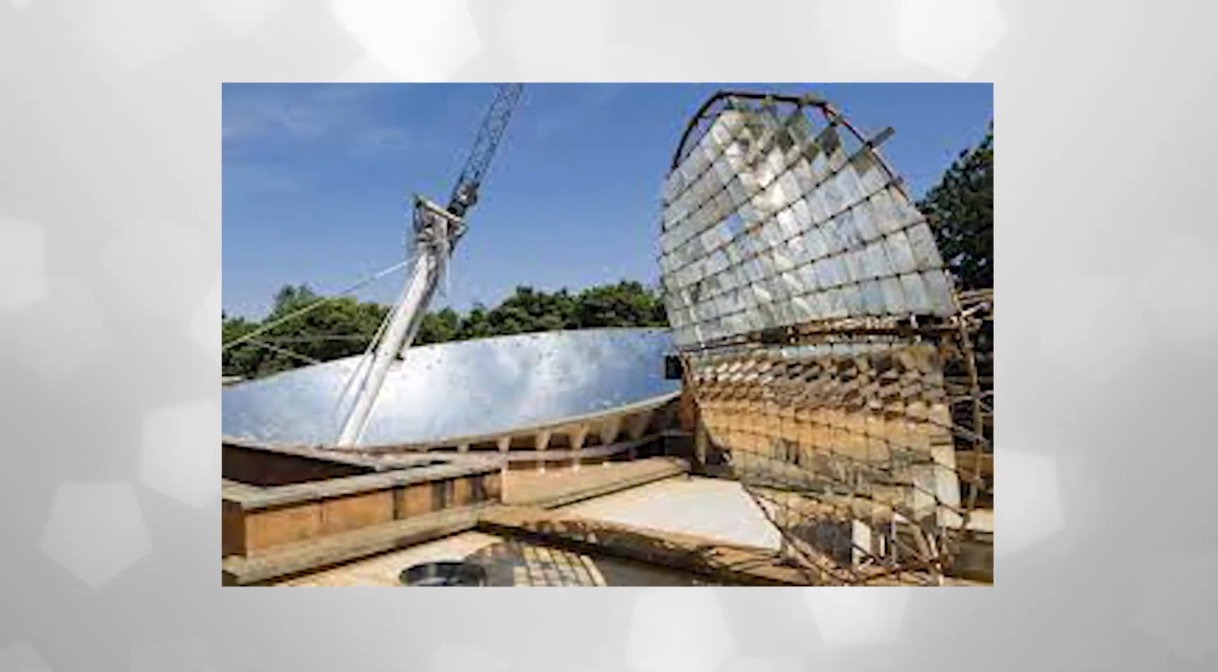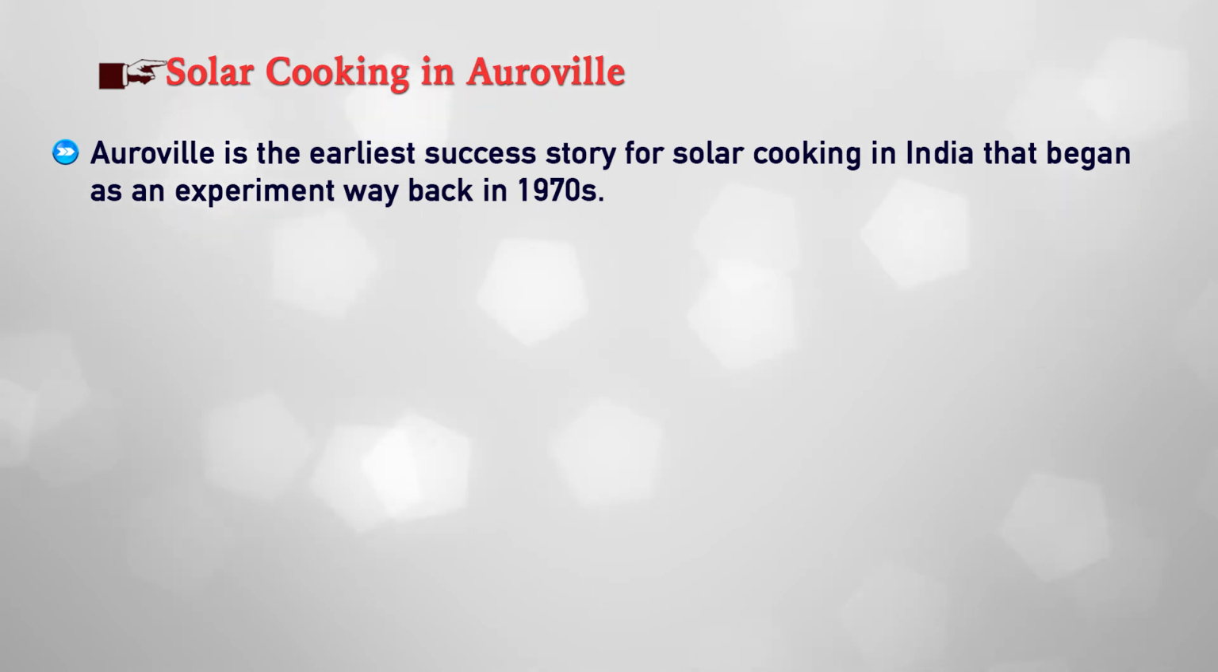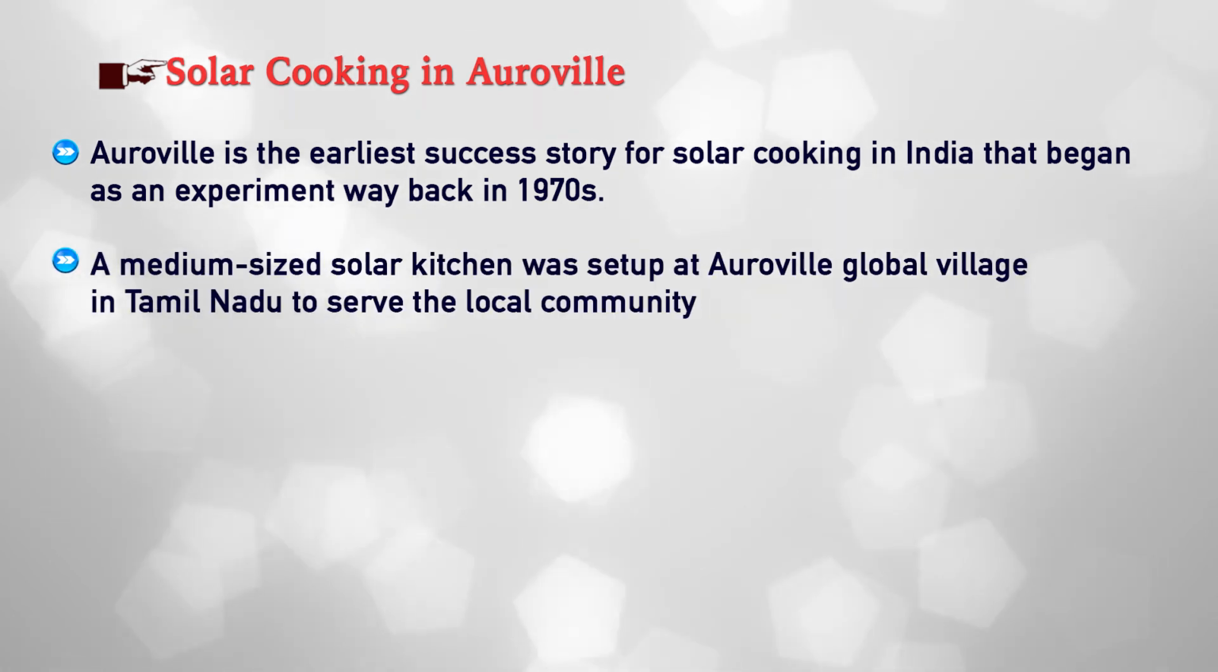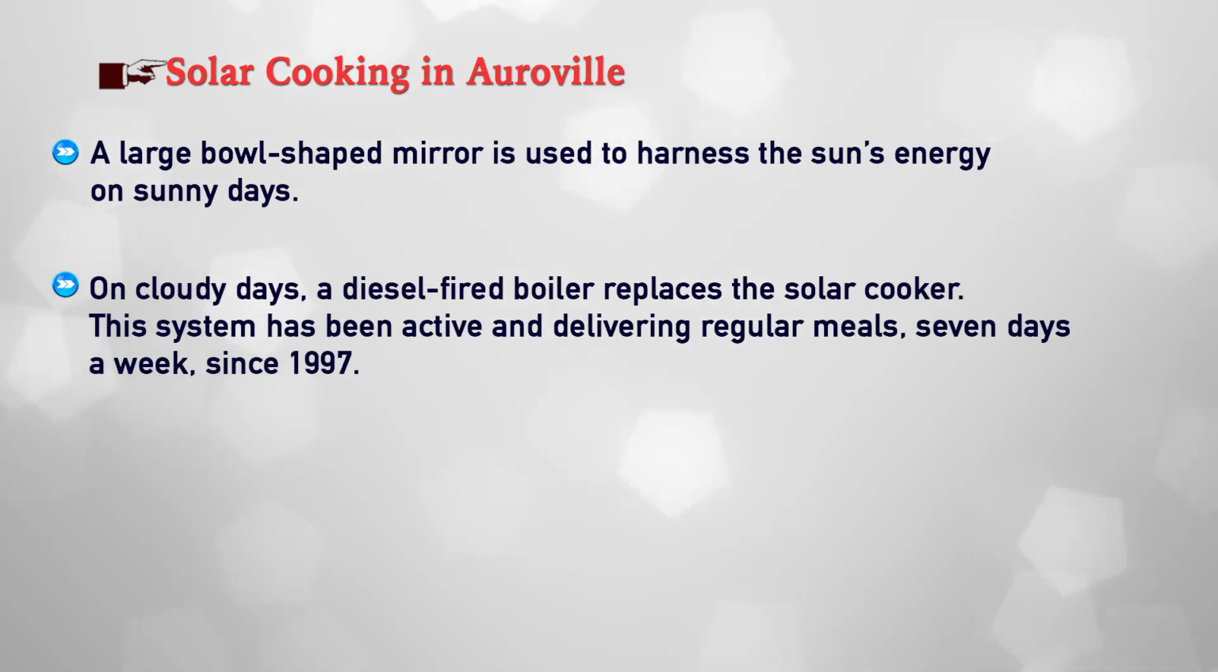Third success story is solar cooking in Auroville. Auroville is the earliest success story for solar cooking in India that began as an experiment way back in the 1970s. A medium-sized solar kitchen was set up in Auroville Global Village in Tamil Nadu to serve the local community. A large bowl-shaped mirror is used to harness the sun's energy on sunny days. On cloudy days, a diesel-fired boiler replaces the solar cooker.